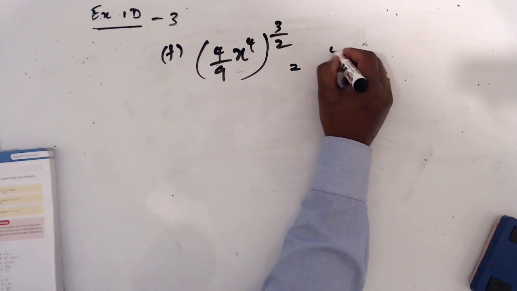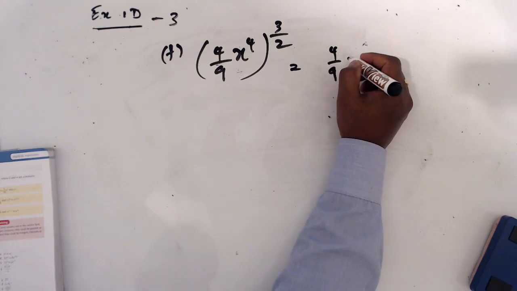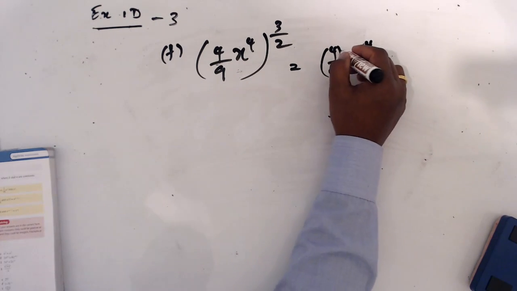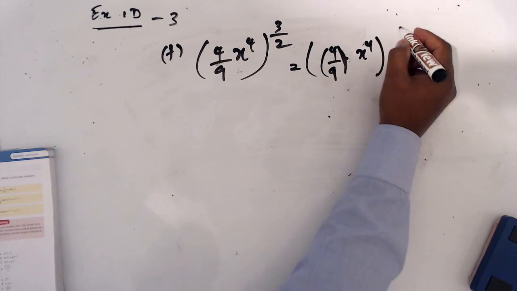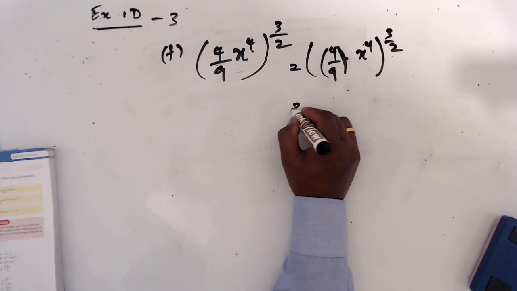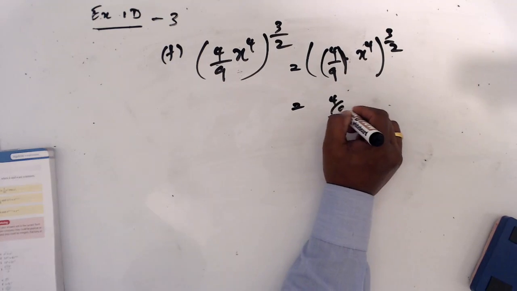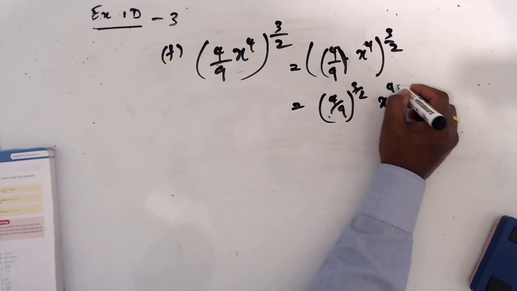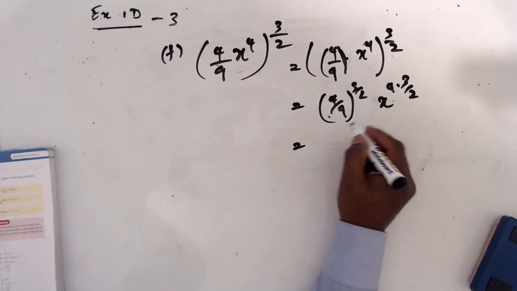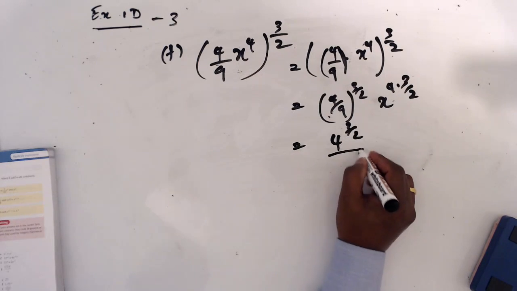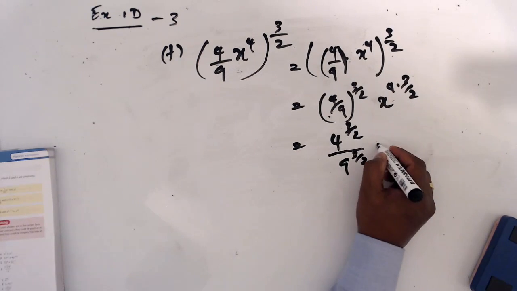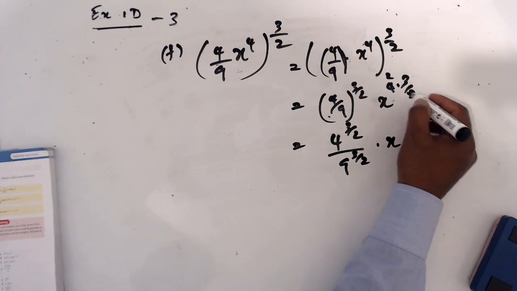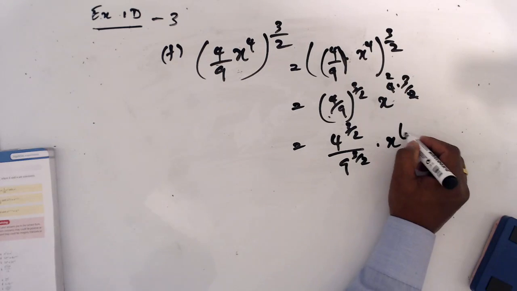This one, 4 over 9 times x4. Can take separately this one and 3 over 2. So 4 over 9, 3, 2, and x4, 3 over 2. So this is 4 over 3, 2, and 9 over 3, 2, and x, this is cancel out 2 and 2, and this is going to be 6.